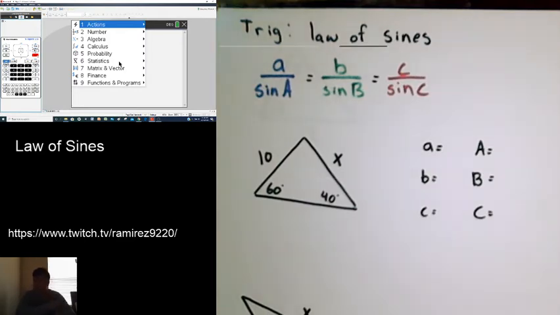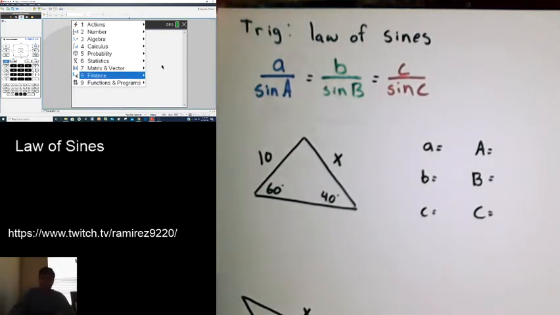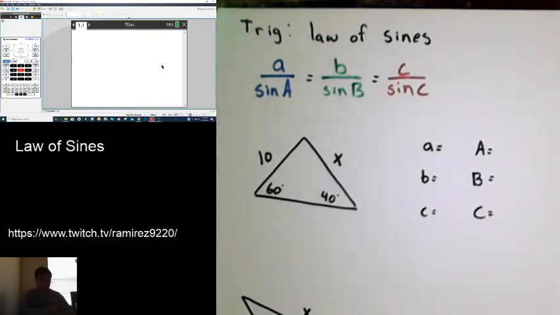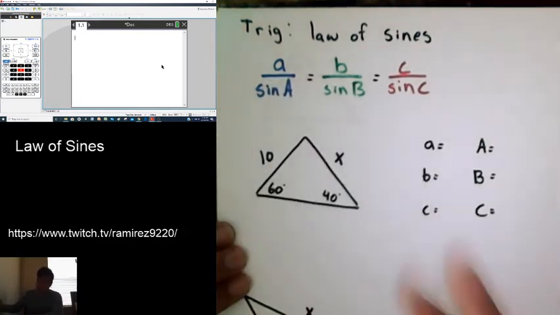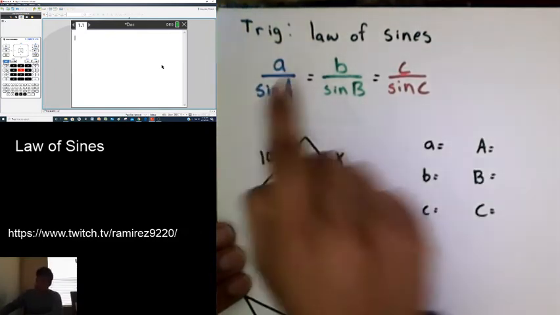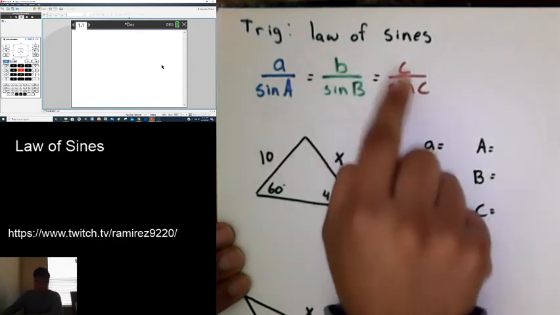And this is another reason why, quite frankly, I just prefer the law of sines over SOHCAHTOA, because I can use it when it's a right triangle and when it's not. But anyways, this is how we use it. Law of sines is just a simple proportion problem. A over the sine of A, B over the sine of B, and C over the sine of C.